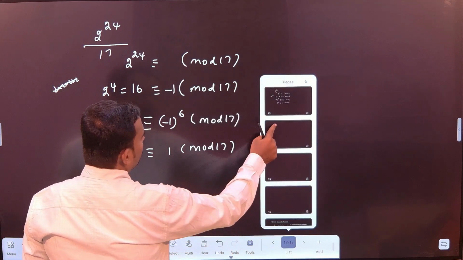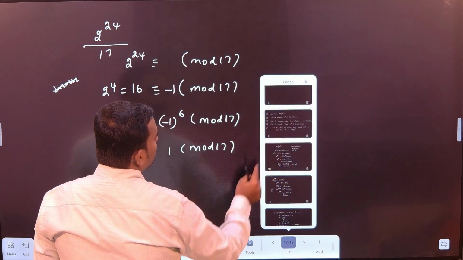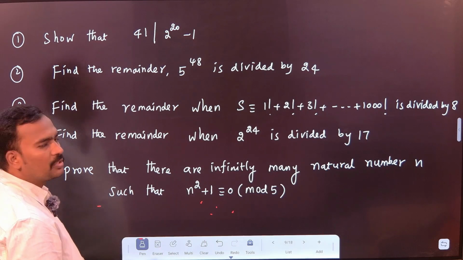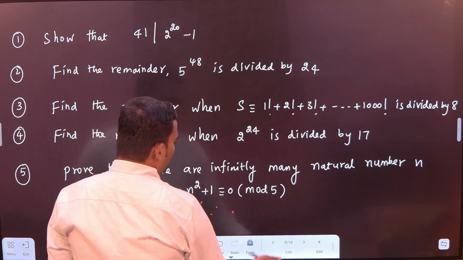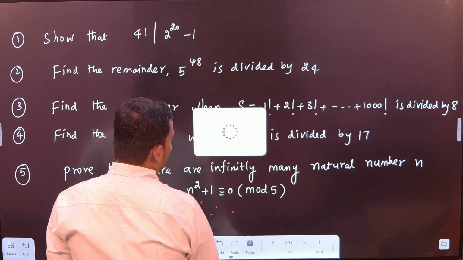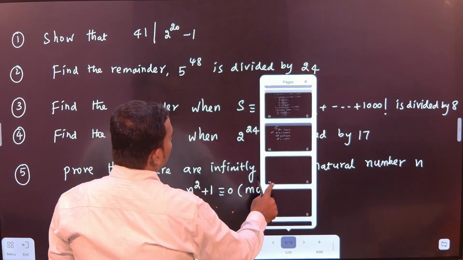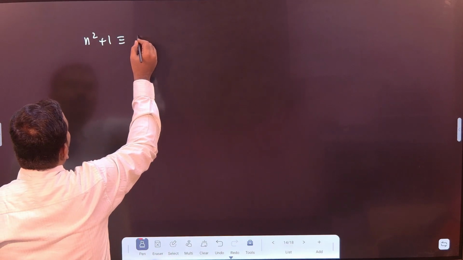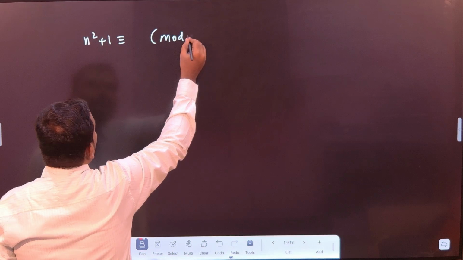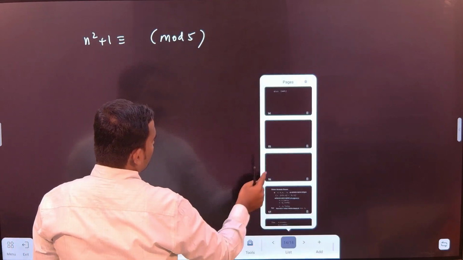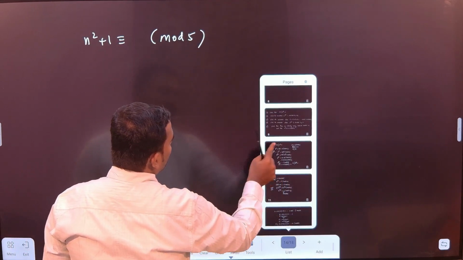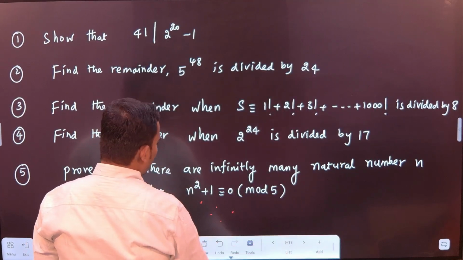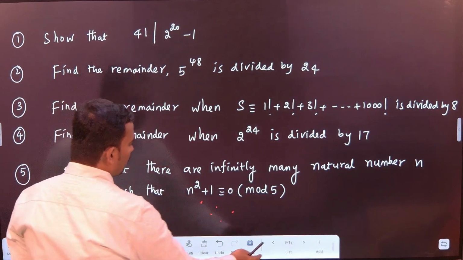Okay, fine. Next, you can see the next question. What is the next question? Prove that there are infinitely many natural numbers n such that n square plus 1 is congruent to 0 modulo 5. N square plus 1 is congruent to 0 modulo 5. You can check it once again. So there are infinitely many n, you have to prove that, right?